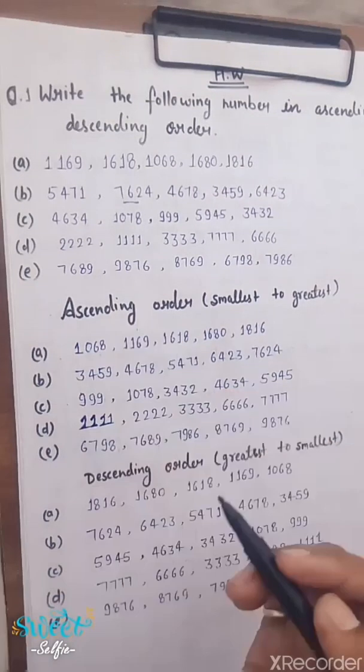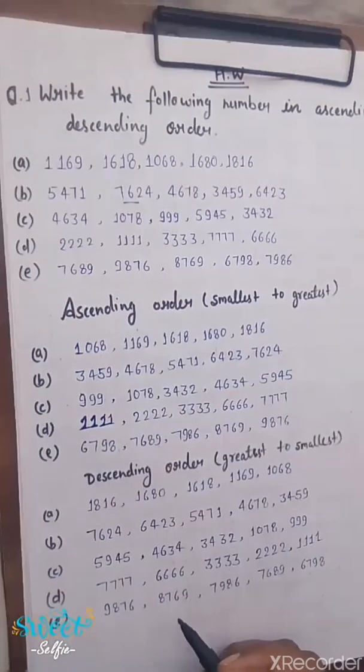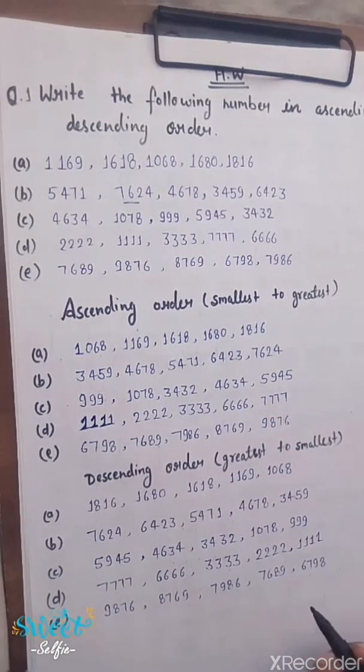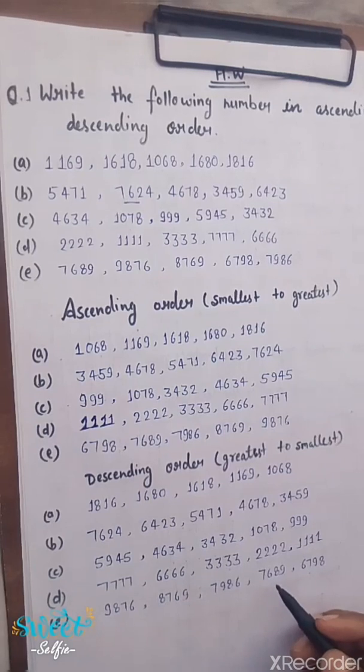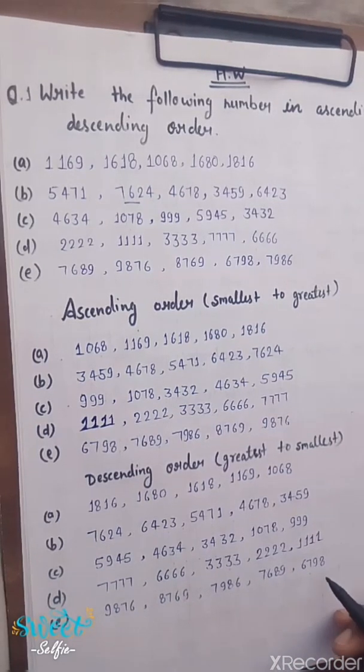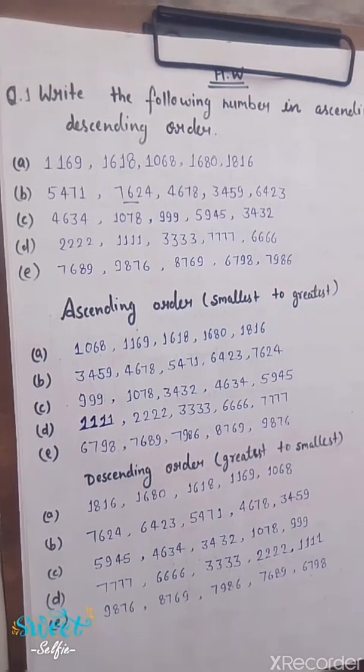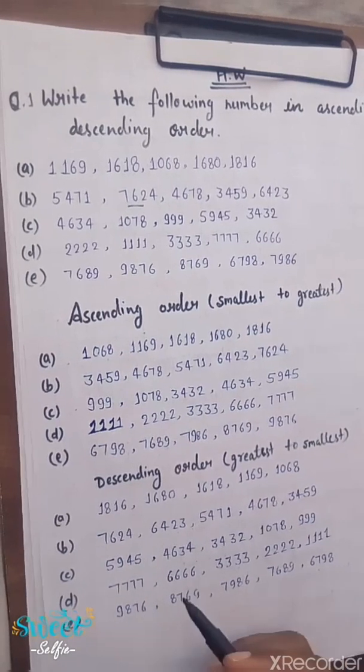In E, the greatest number is 9876, after this 8769, and after this 7986, after this 7689, and last one, the smallest number, is 6709.